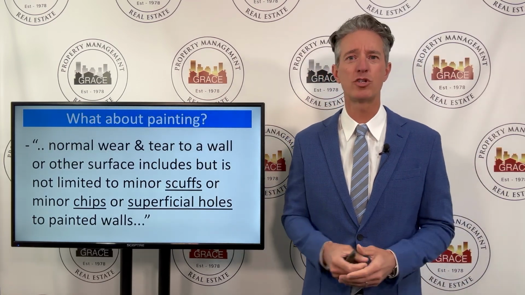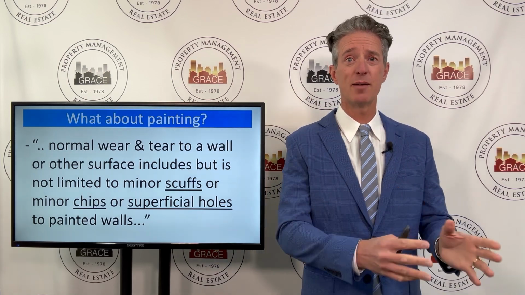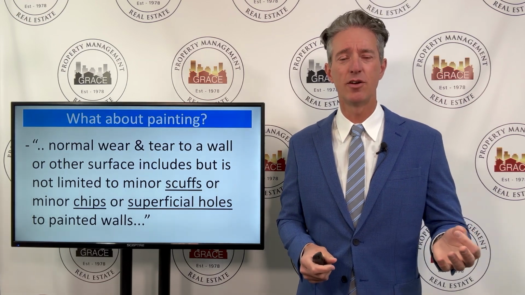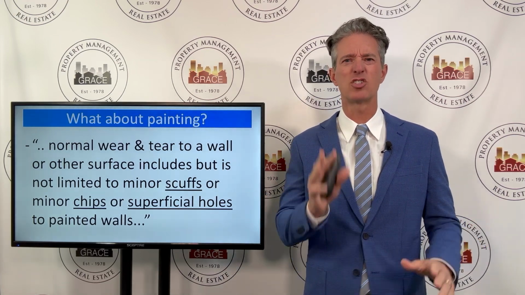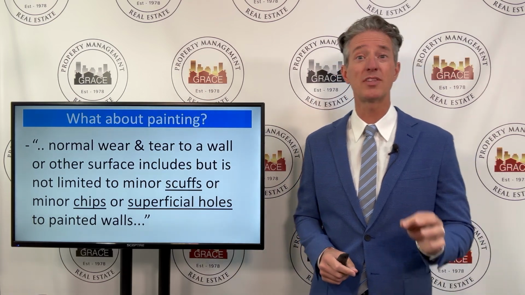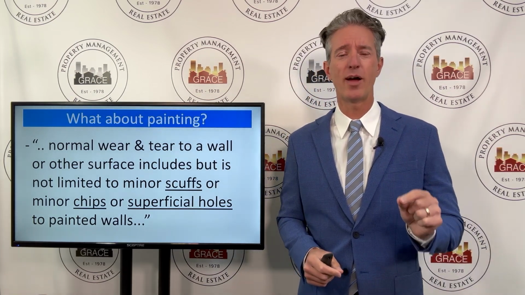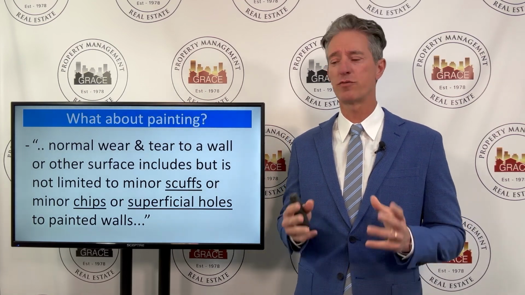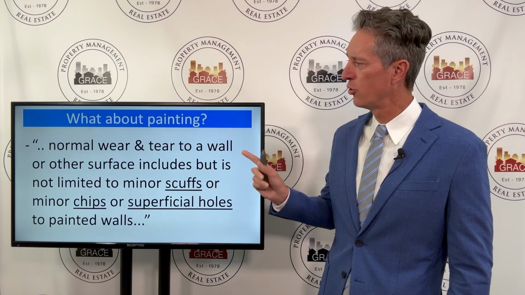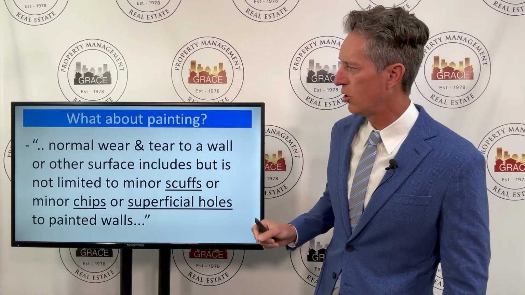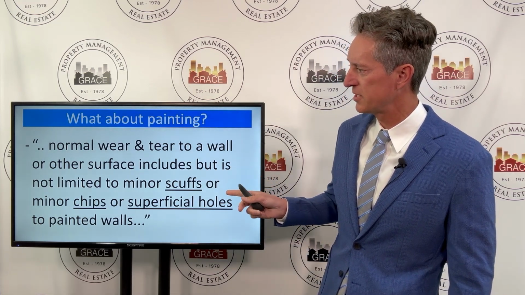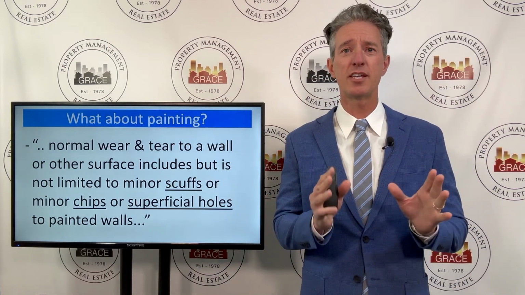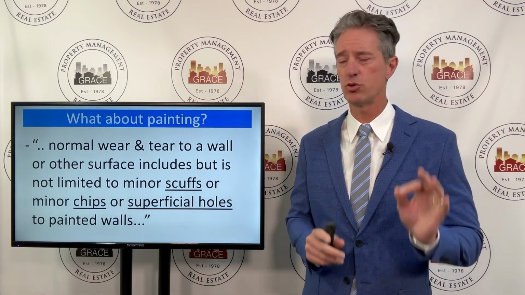So one of the most common questions we get from landlords is a tenant moves out and a landlord says, well, gosh, we have to charge the tenant for this painting. We've got to do some repainting. There's some scuffs on the walls. Well, one thing that the Attorney General for the state of Colorado has said specifically as it relates to landlords attempting to charge for paint was this: normal wear and tear to a wall or other surfaces includes but is not limited to. So they're saying we, the state of Colorado, we consider these things wear and tear and they may not be charged to a tenant's deposit.